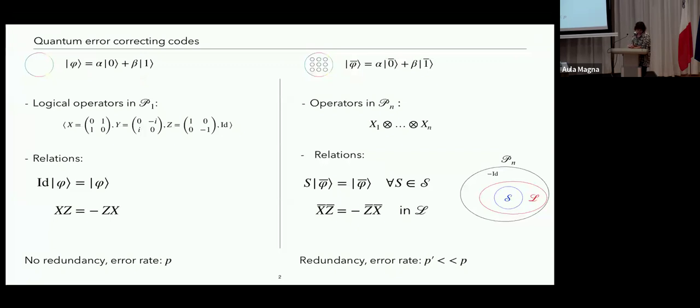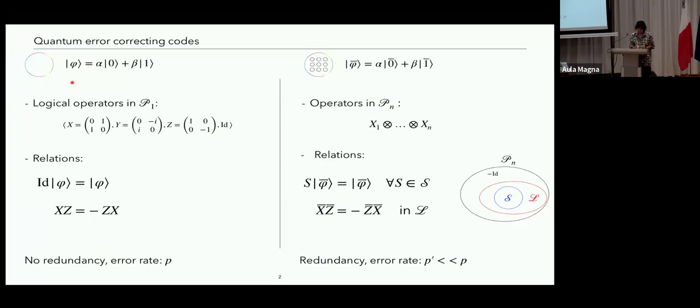What is important about these logical operators is that we have relationships among them. The identity, of course, doesn't do anything to the state of our qubit. So the identity applied to phi, our qubit state, is phi, as expected. And the crucial other relationship is that X and Z anticommute. So what we want to do is to describe a qubit in a way that has the same relationship, the same operators, but is also resilient to error.